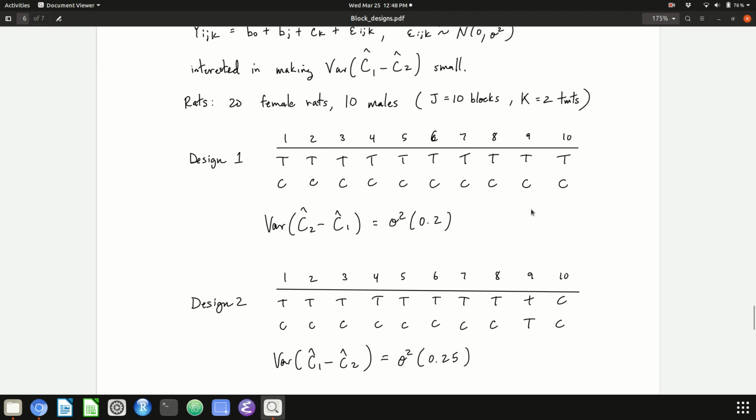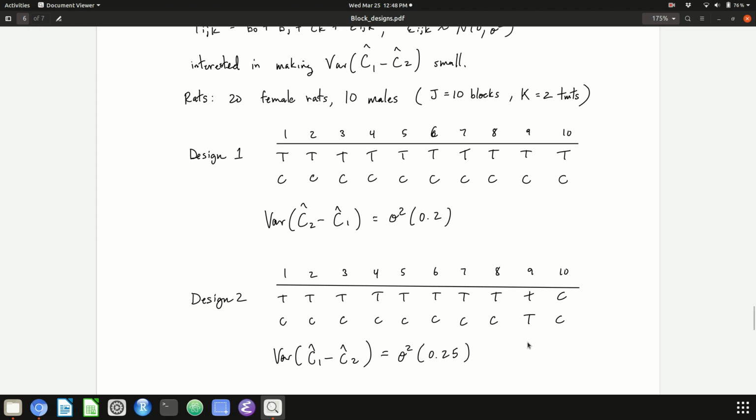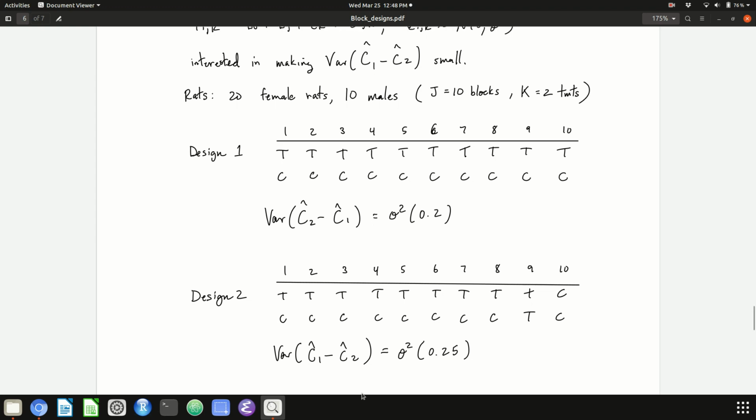So these two designs differ just in what treatments were assigned to the female rats that were paired with male rats 9 and 10. If you go through the same exercise and calculate what's the variance of this estimator for the treatment effect, it's sigma squared times 0.25. And so this design has a larger variance for the estimator for the treatment effect than this design. So we prefer this design to this design.